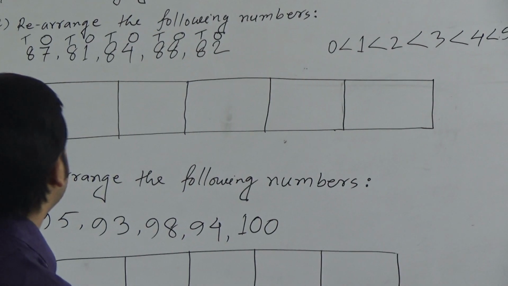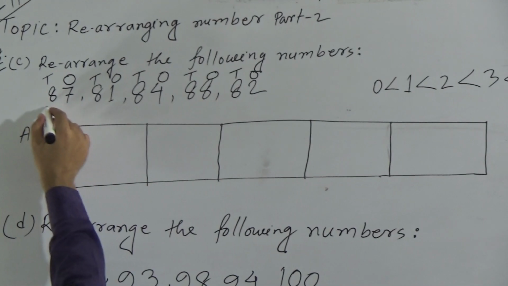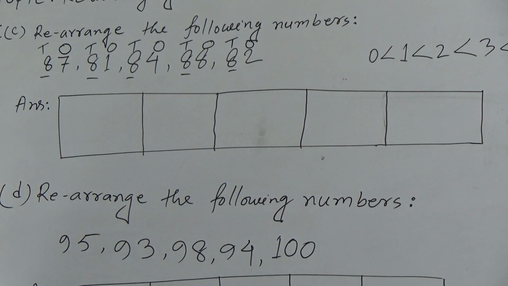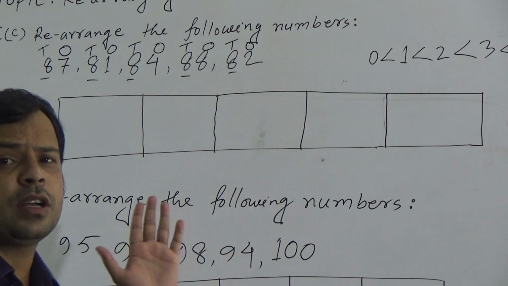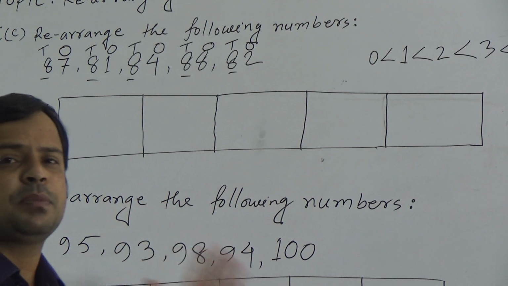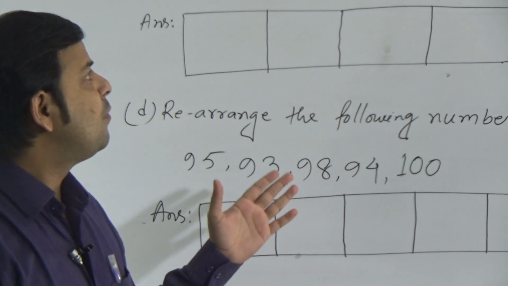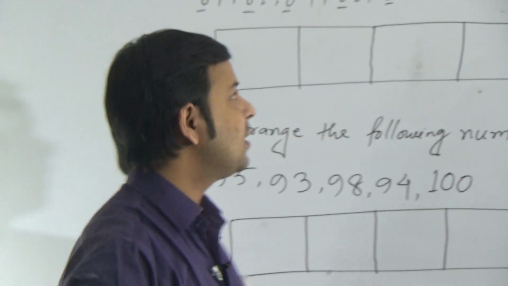Okay, dear students, to arrange these numbers we can notice here tens place is always the same, that is 8, 8, 8, 8 and 8. In all the 5 numbers, tens place is always the same. So we have to compare only ones place. Dear students, you have to remember that if the tens place is the same for all the numbers, then we have to compare only ones place.